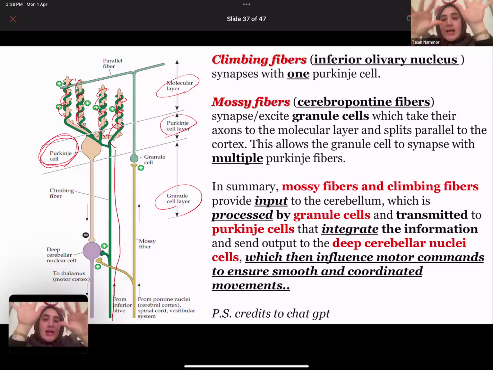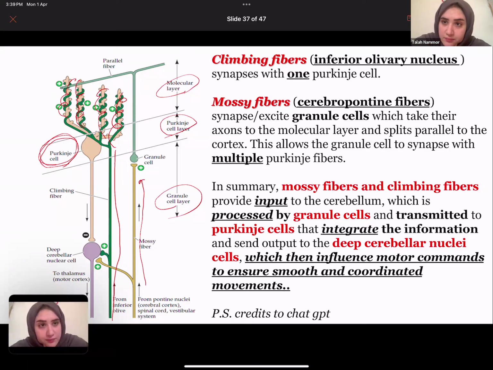Now, literally everything else, the vestibular system, spinal cord, cerebral cortex, etc., goes through the mossy fibers. The mossy fibers are not like the climbing fibers. They don't climb and go to the Purkinje cell. You can think of climbing fibers as clingy: they cling to the Purkinje cell and wrap around it. But the mossy fiber is like, thanks, I don't want to cling around you. So what does it do? It takes all of the signals and sends them to the granule cell.